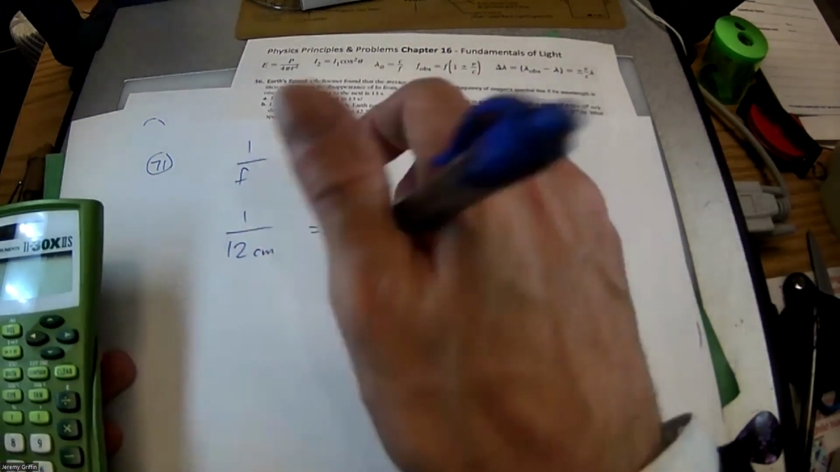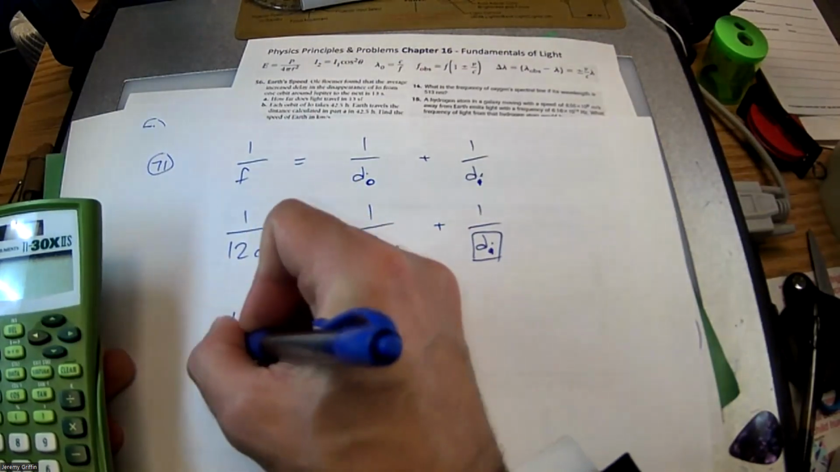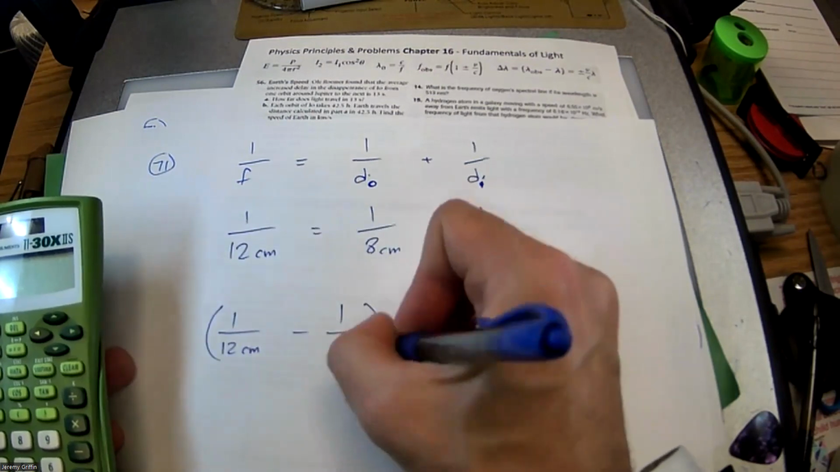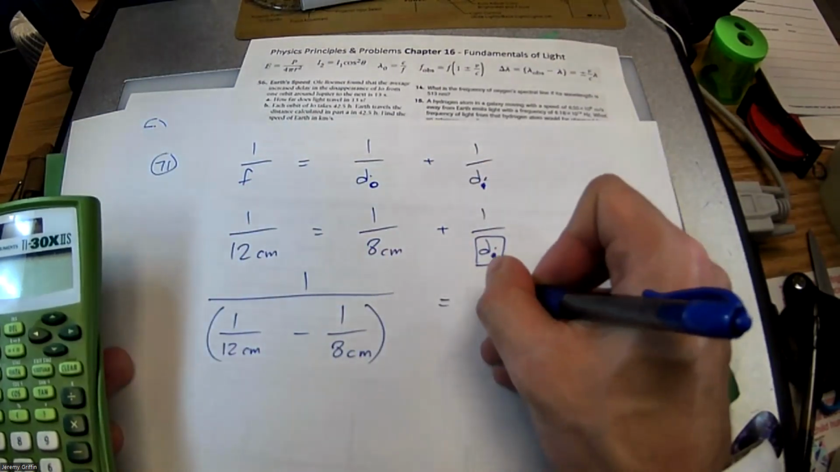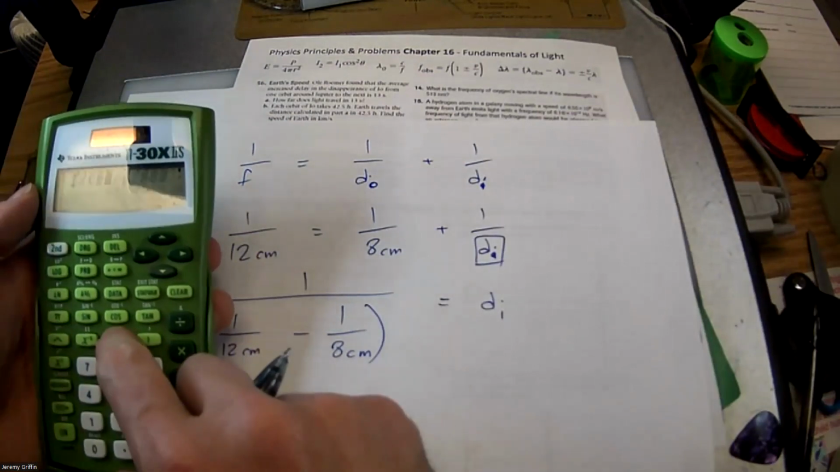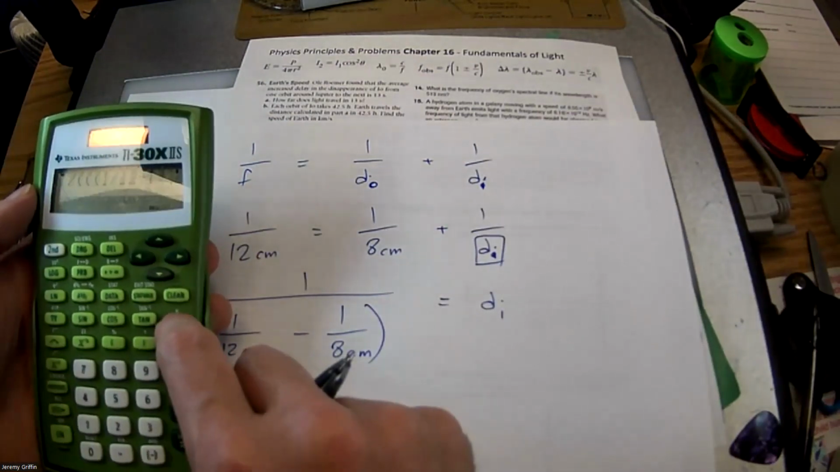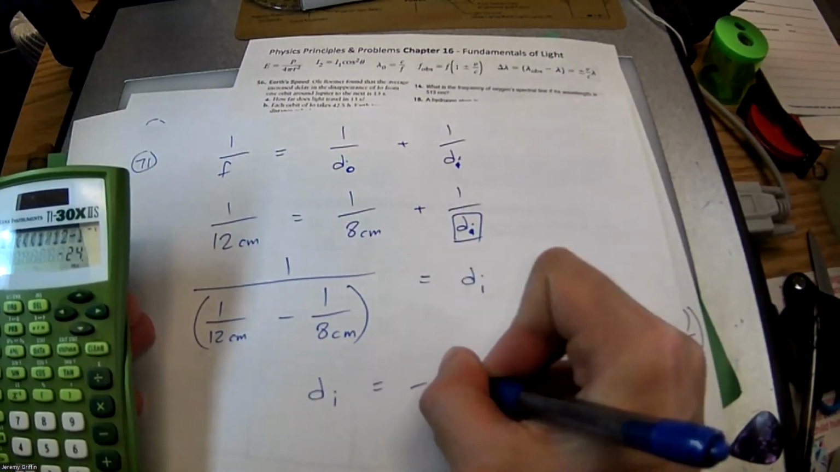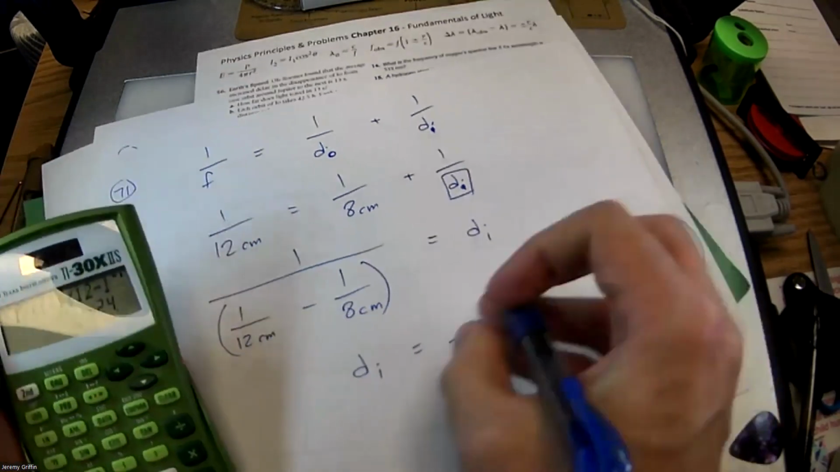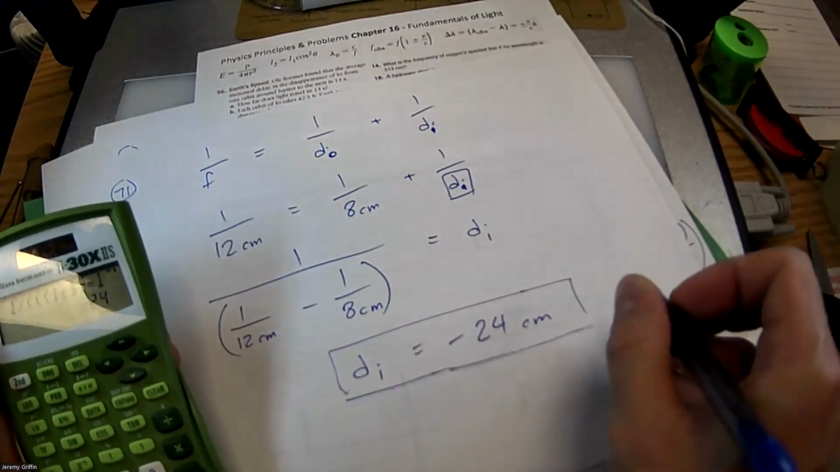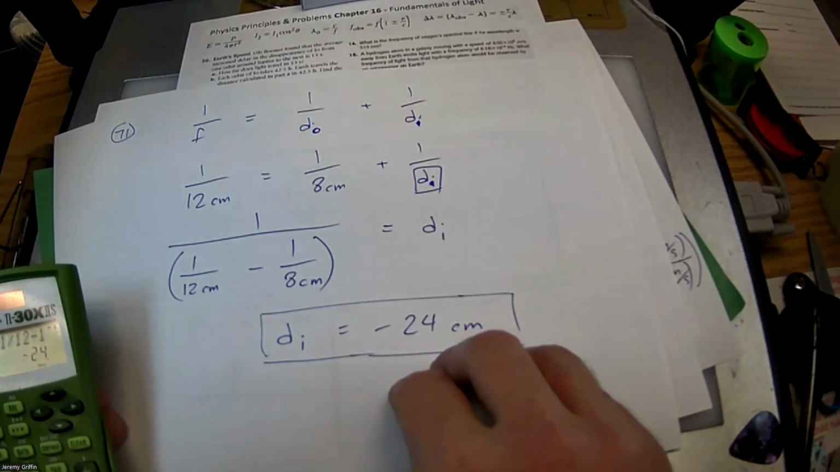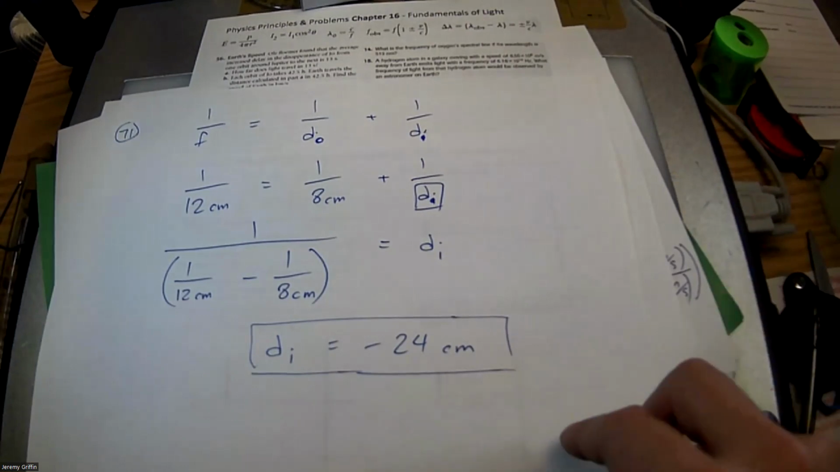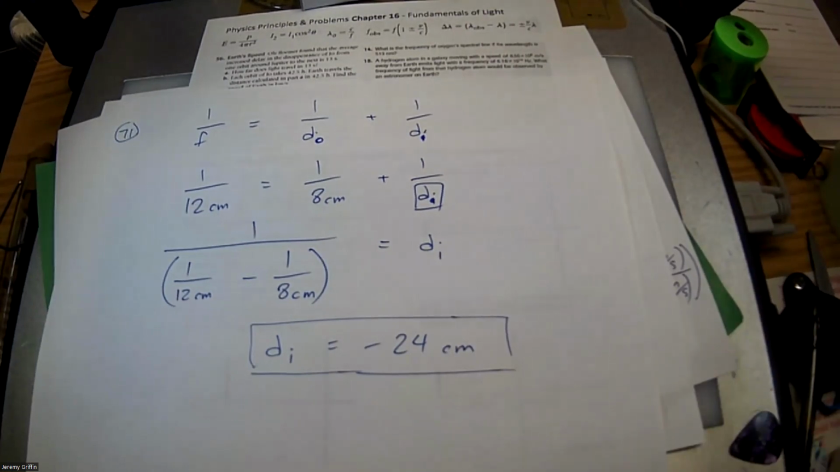So I'm going to subtract: 1 over 12 centimeters minus 1 over 8 centimeters. Then if you take the reciprocal of that, that will give you the distance of the image. So 1 over 12 minus 1 over 8, and I'm getting negative 24 centimeters. The fact that it's negative means it's a virtual image. The image appears to be on the opposite side of the mirror, which is what we should be looking for if we're using the concave mirror to blow something up big. That's what we would expect.